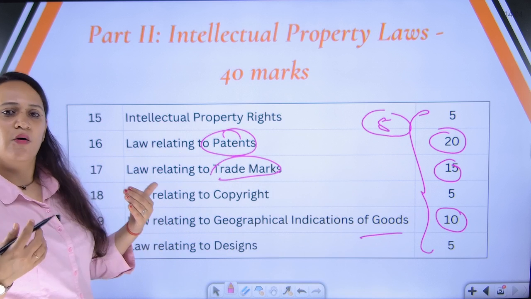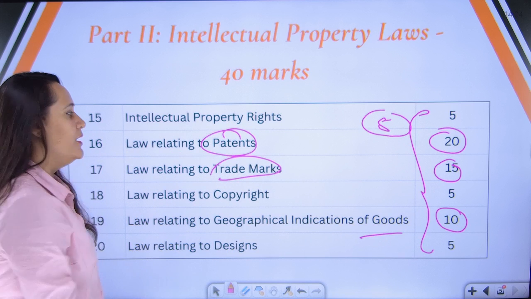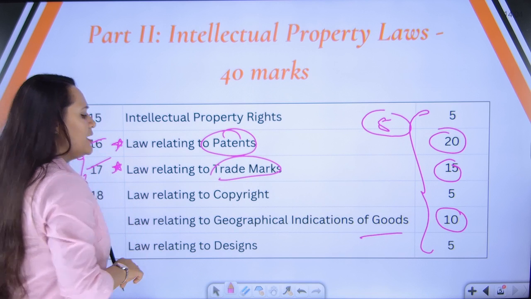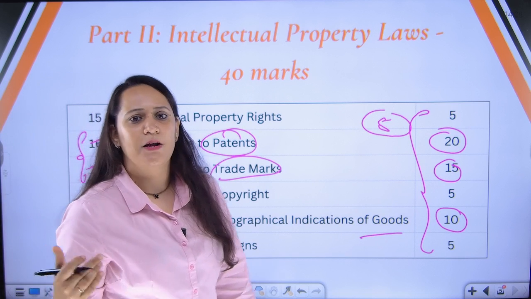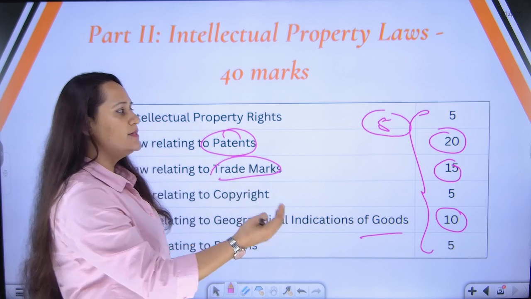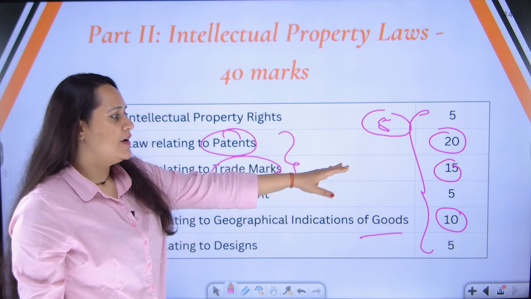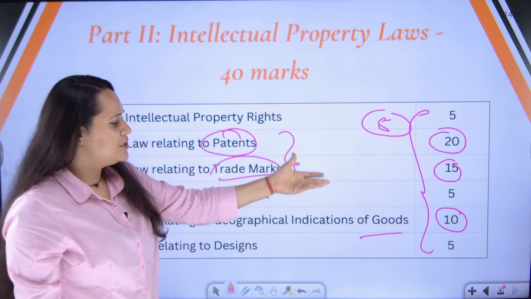So like always, all the teachers say the same thing. Patent and trademarks are very, very important from the examination point of view and even from the practical applicability point of view, because many of the businesses are focused on these 2 aspects. So these are the important chapters. Rightly, weightage is given 20 and 15. All other chapters are 5 marks.